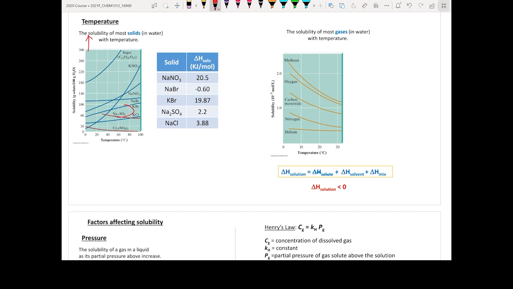Of course, sometimes you will see some substances that actually have the opposite effects. But don't worry, you won't be tested for those special cases. GEMCAN is actually testing your general trends. So all you need to remember is, for the solid or liquid solute, increasing the temperature is going to increase the solubility.